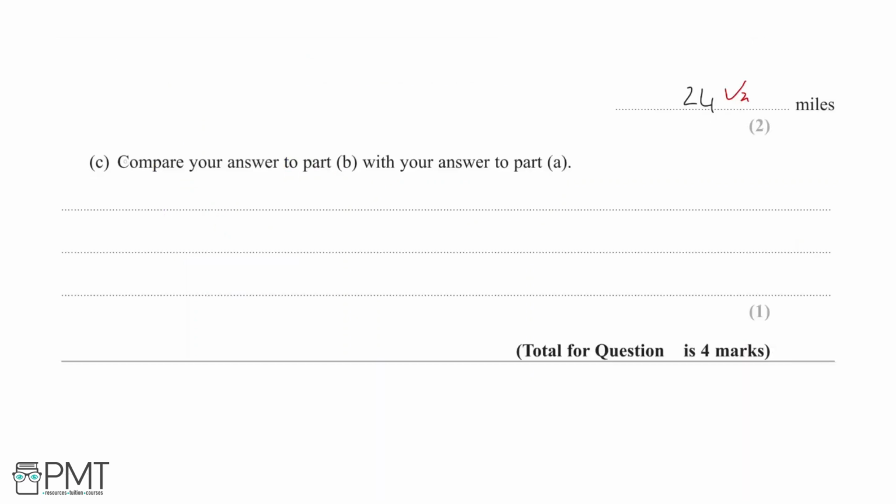Part C has asked us to compare our answer to Part B with our answer to Part A for 1 mark. Now, Part A gave us 25, and Part B gave us 24. So, these are very similar.